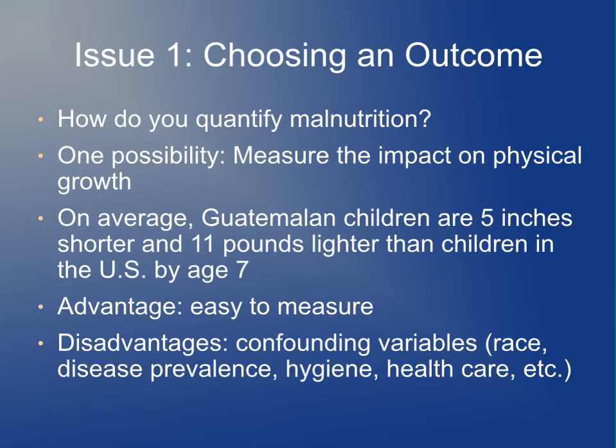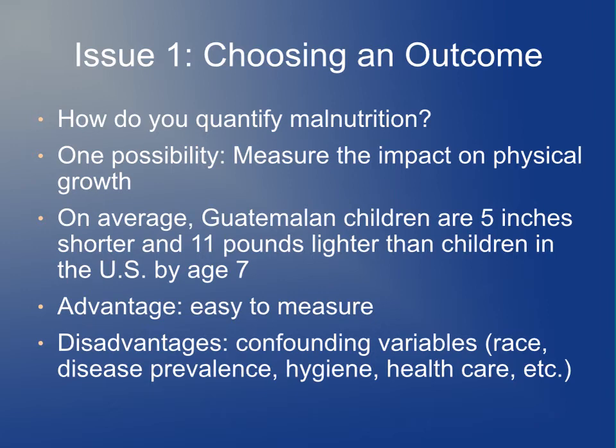The first thing that you need to do to perform this experiment is choose an outcome variable. How do you quantify malnutrition? One possibility is that you can just measure the impact on physical growth. They found that Guatemalan children tend to be about 5 inches shorter and 11 pounds lighter than children in the US by age 7. The big advantage of measuring children's height is that it is very easy to measure, as opposed to more subtle measures of malnutrition. The drawback is there are a lot of confounding variables here. There may be racial differences in height. These height differences may be due to disease, hygiene, access to health care, etc.